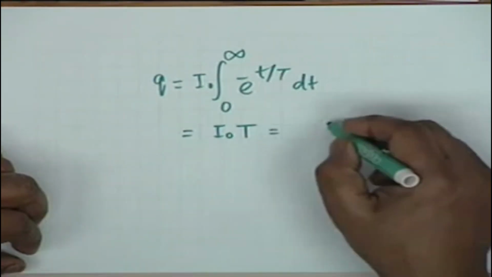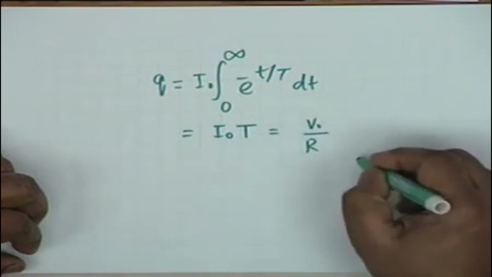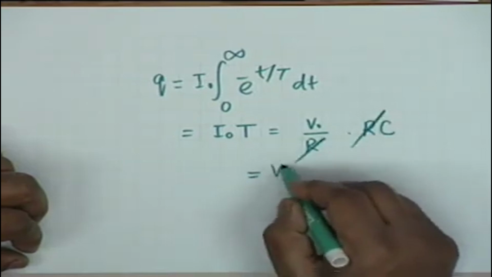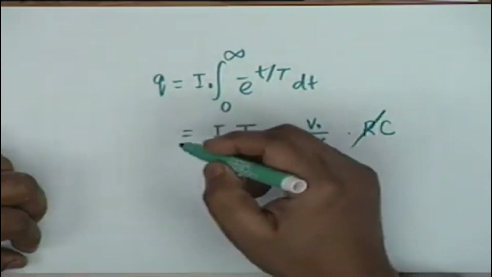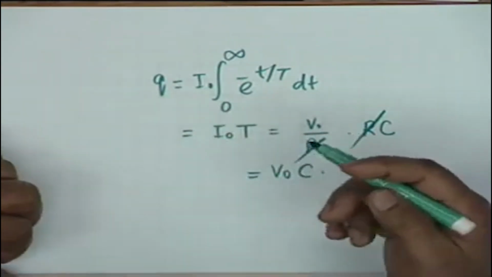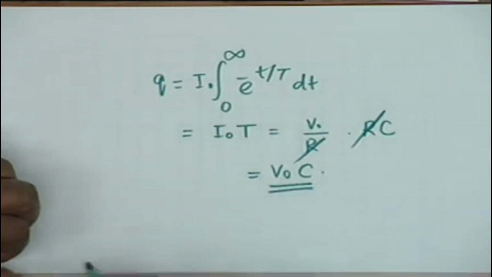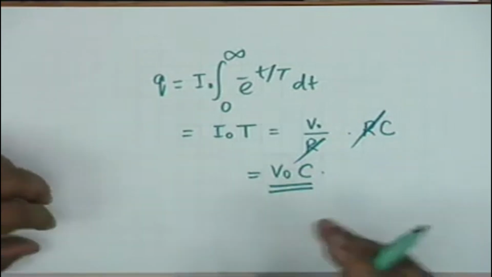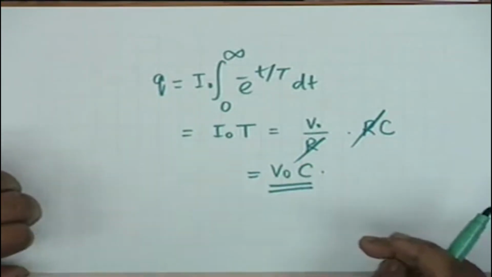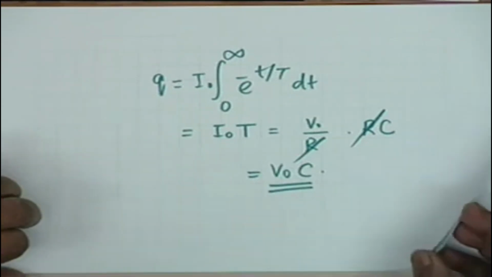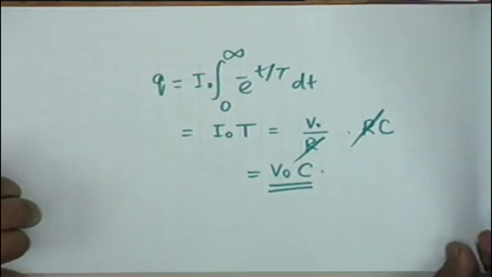I0 times capital T. I0 is V0 by R, and capital T is RC, and you can see that this is precisely the total charge that the capacitor loses in the process of sending a current through the resistor, precisely the charge that it started with. So it loses its whole charge. Is that clear? This is the physical reasoning that I wanted to bring into the solution of the differential equation. You should not do it blindly, you must have the physical picture in mind.